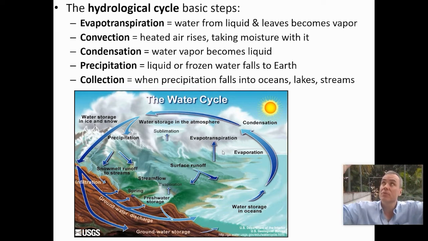That's when the water vapor, once it gets high, is going to cool off up there because the air has to use heat to rise.